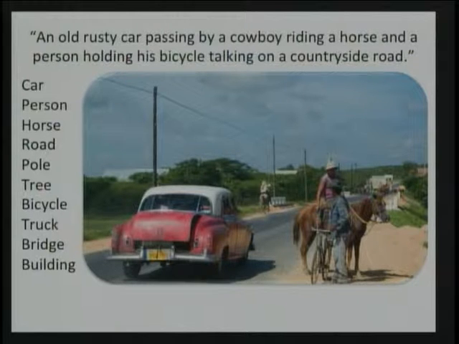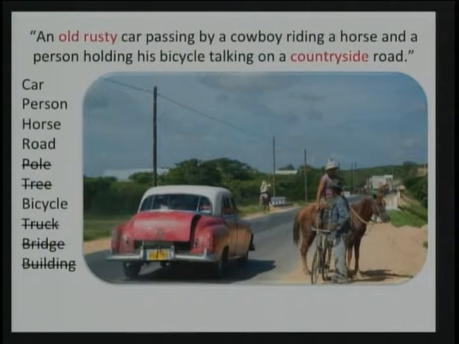But when you form your sentence, you select some of those objects, and then you form your sentence. You didn't talk about all of them. You select some of them. And then when you form your sentence, you also describe some of those objects. You're talking about an old rusty car, a countryside road.